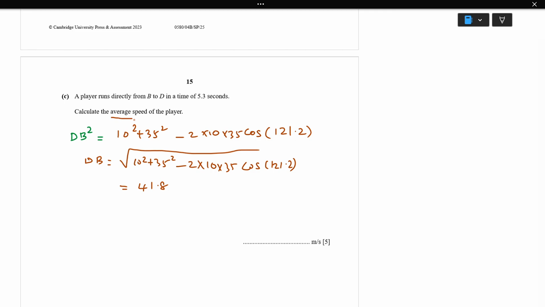We need to calculate the average speed. Speed equals distance over time. The distance we got is 41.8, over the time, which is 5.3. The answer is 7.75. So 7.75 is the answer.